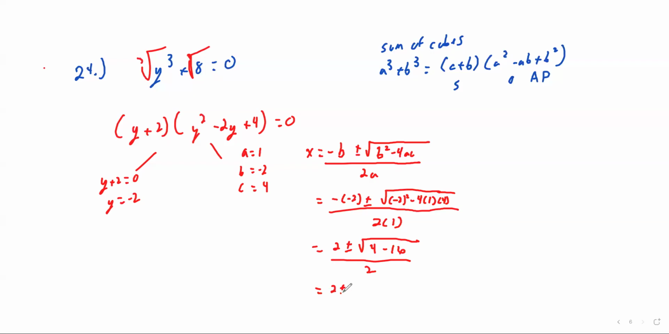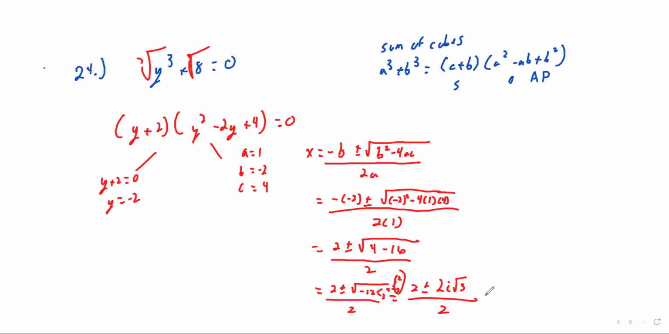Keep this going, so 2 plus or minus the square root of 4 minus 16, which is negative 12, over 2. Keep it going, so 2 plus or minus the square root of negative 12. This is 3 times 4, and 4 is 2 times 2. So I can pull out an i for the negative 1, a 2 because it's a group of 2, and I'm left over with the square root of 3, divided by 2.